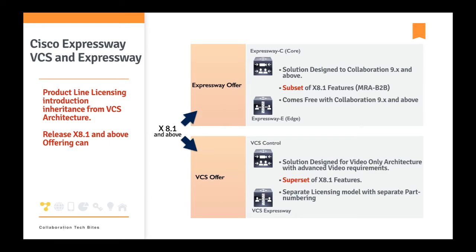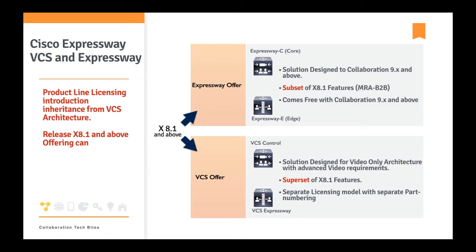Cisco VCS and Expressway are basically the same product. Even when you purchase the product code or product ID for Expressway and try to install it, it comes first as a VCS Core or VCS Control. However, with application of the Expressway license, it transforms into an Expressway C or Expressway E, whatever license you put on the same box. Mainly they are the same core.